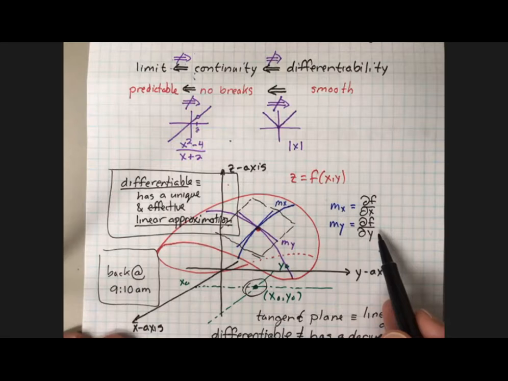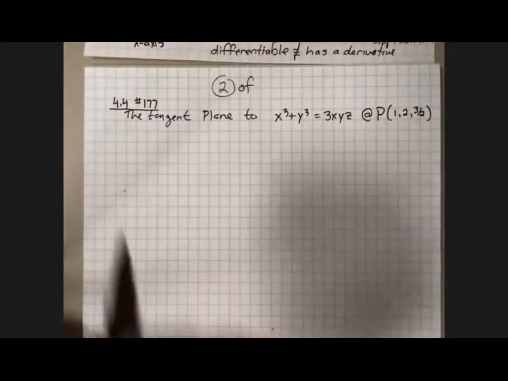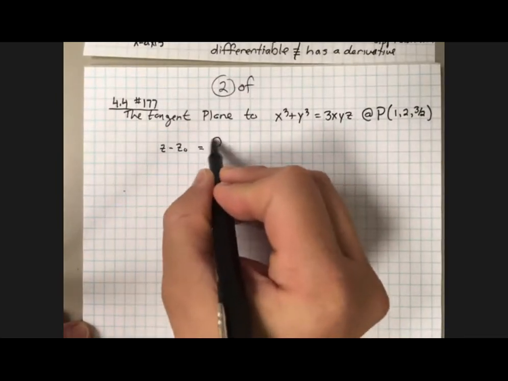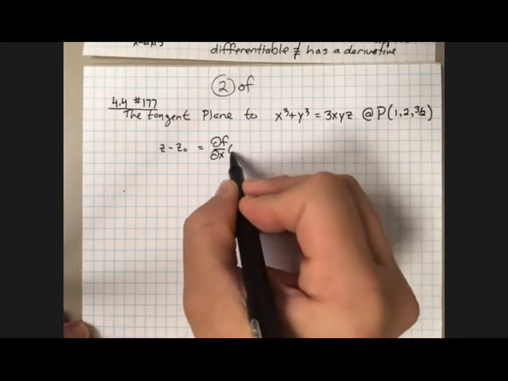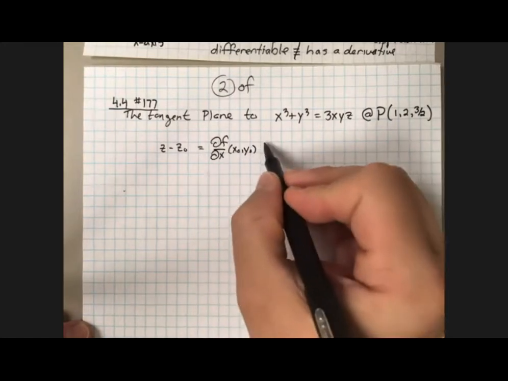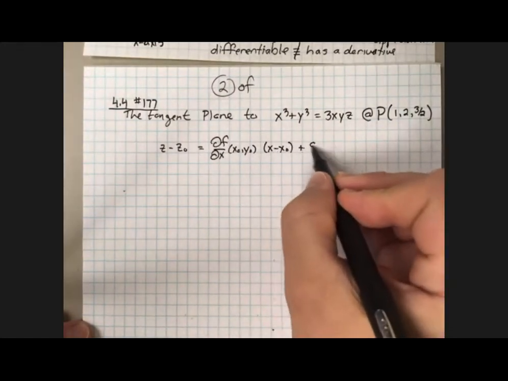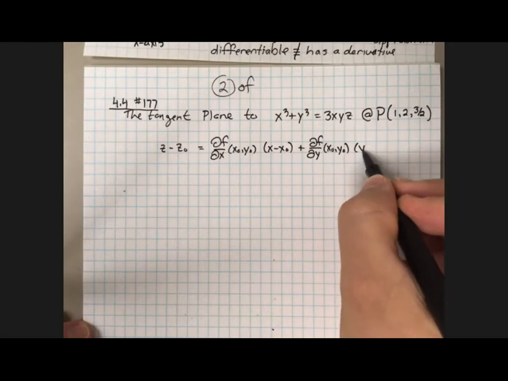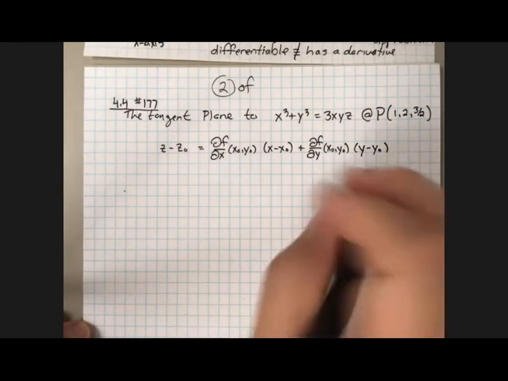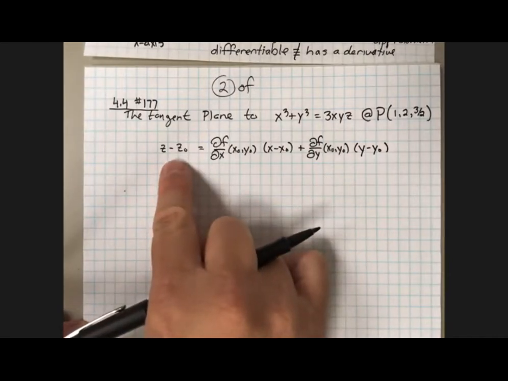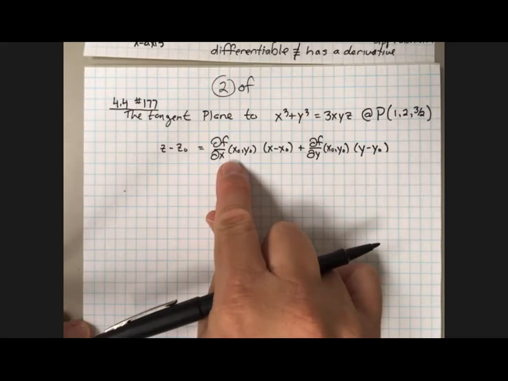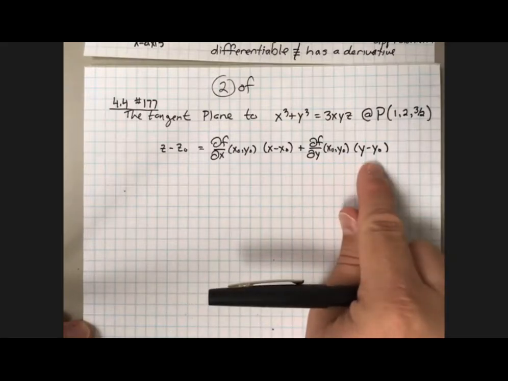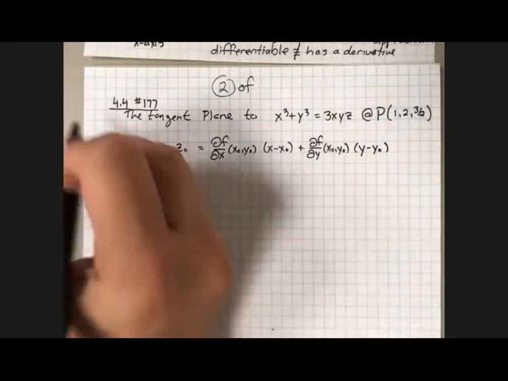Now I'll state the equation of the plane before we actually show you how we constructed it. You could write the equation of the plane as z minus z naught equals the partial derivative of f with respect to x at x naught, y naught, times x minus x naught, plus the partial derivative of f with respect to y at x naught, y naught, times y minus y naught. And in English, this says the change in z is equal to the rate of change in the x direction times the amount of change in the x direction plus the rate of change in the y direction times the amount of change in the y direction. This is the equation for a tangent plane.